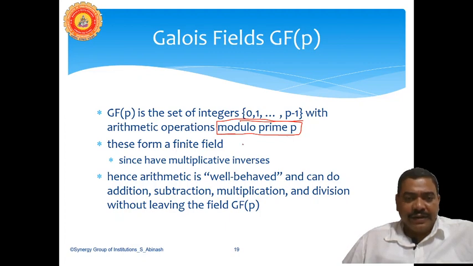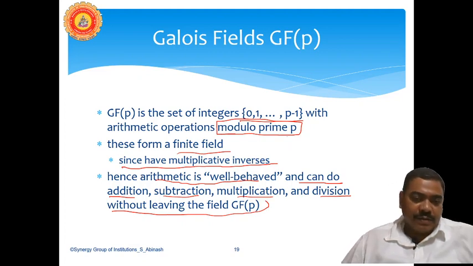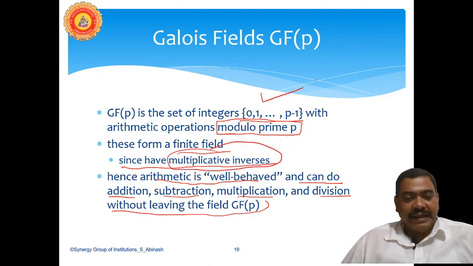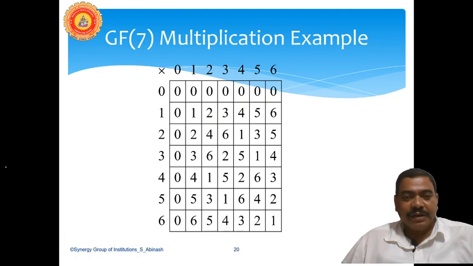These form a finite field since every element has a multiplicative inverse. Hence arithmetic is well behaved, and we can do addition, subtraction, multiplication and division without leaving the field, by the closure property. To find the multiplicative inverse in a Galois field, we can use the extended Euclidean algorithm. Let's see what the multiplicative inverse is.